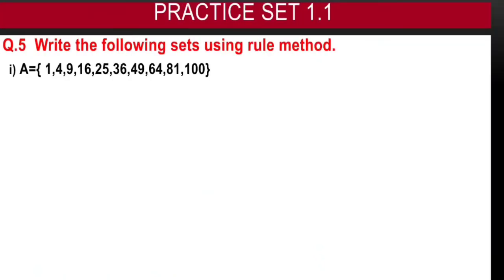Now the first example is A is equal to, in curly brackets, 1, 4, 9, 16, 25, 36, 49, 64, 81 and 100. You can clearly see here all numbers are the squares of the numbers 1 to 10. It means 1 is the square of 1, 4 is the square of 2, 9 is the square of 3. Like this, 100 is the square of 10.